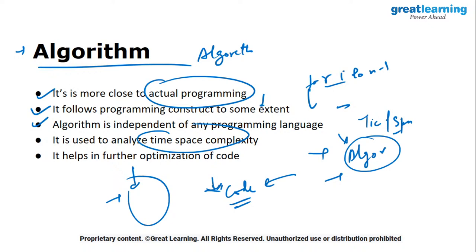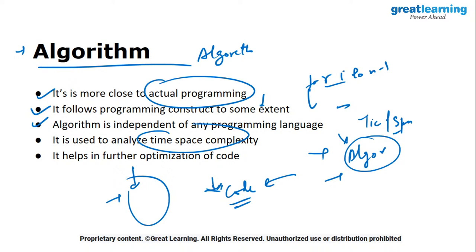Sir, is the algorithm used in every programming language? Yes. This is language independent, in the form that you will not be writing cout, cin, printf, system.out.println. In Python, you write print. In Java, you write system.out.println. In C, you will write printf, scanf statements. In C++, cin, cout. It is language independent. You will not be seeing those things in your algorithm.